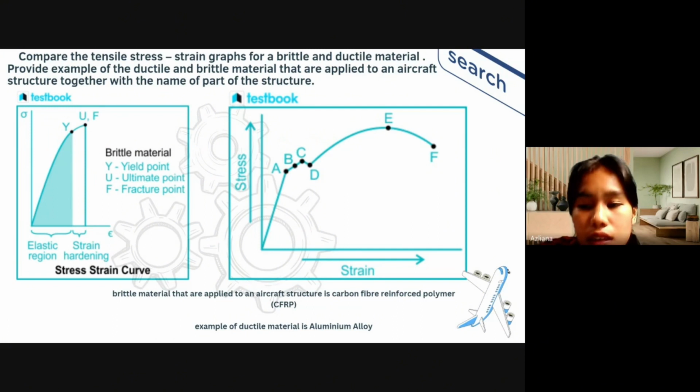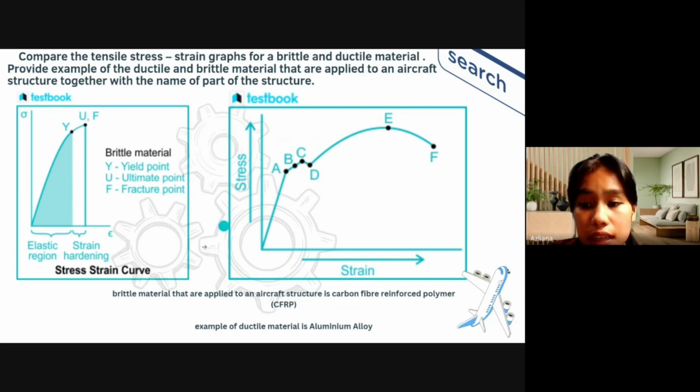So next, I'm going to explain about the ductile material. While ductile materials go through a massive plastic deformation before failure, the stress strain curve for ductile material displays a more gradual growth in stress and indicates a distinct yield point.